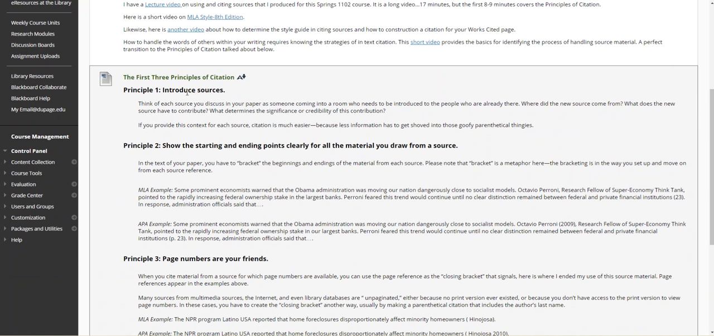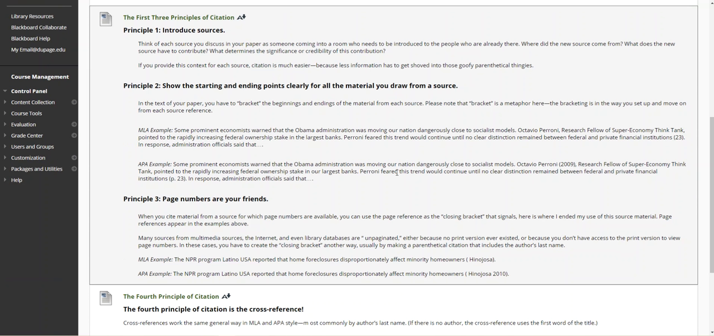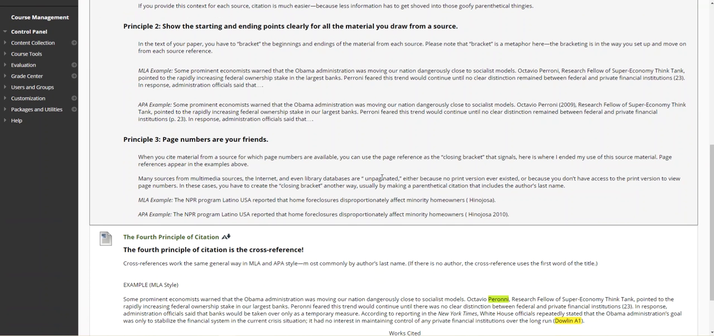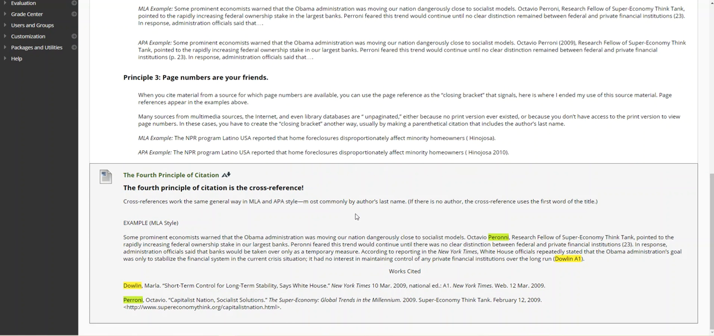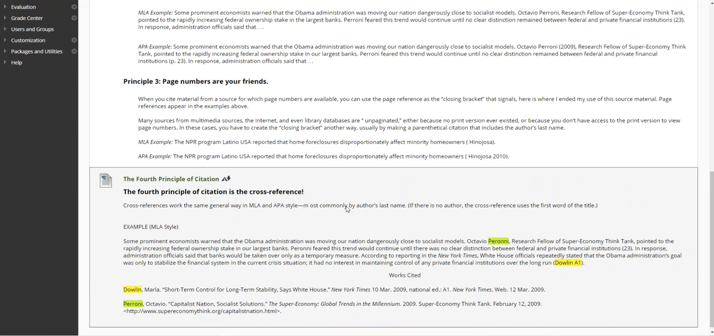So I talk about here the first three principles of citation: introducing sources, showing where the starting and ending points are for the source material you use. It goes hand in hand with the information we've looked at in chapter 3. Also with page numbers if you're using page-numbered sources. And I cannot stress enough the importance of the fourth principle of citation, which is the cross-reference. You've probably seen this already in some of the Chapter 3 information, but remember, you need a two-part process, right? In-text citations and the works cited must match, and they must cross-reference. That's a two-part citation process for MLA, all right?